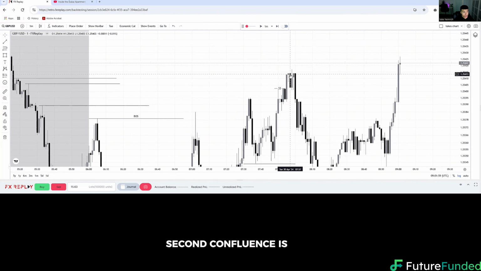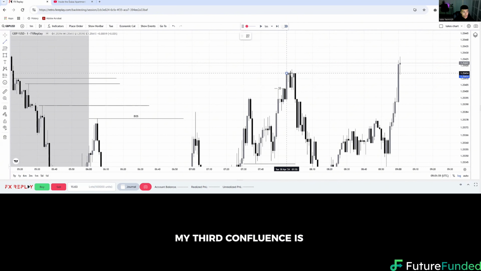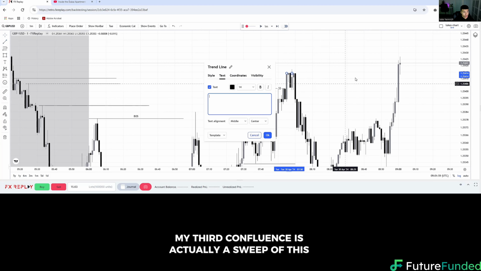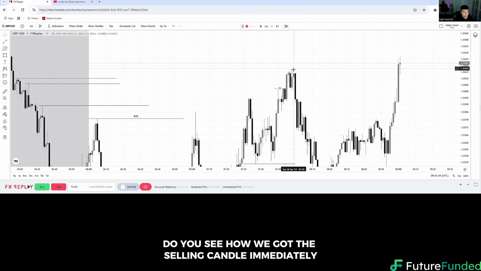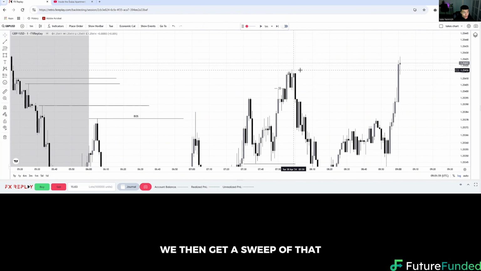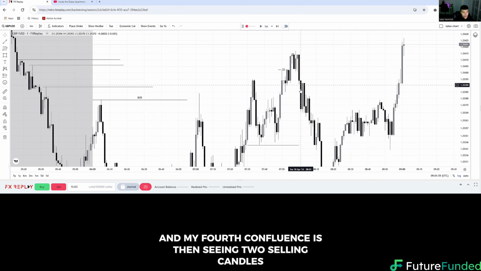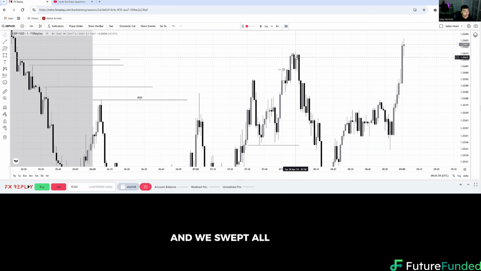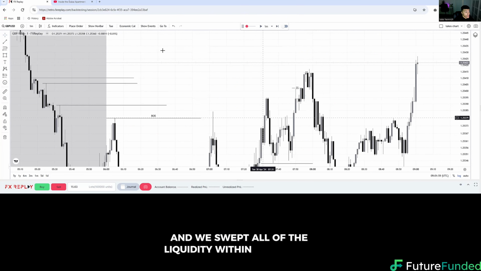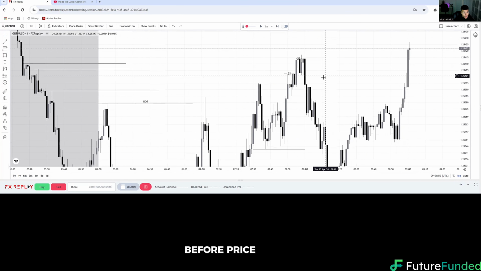So there's my first confluence. Second confluence is this selling candle. My third confluence is actually a sweep of this high. Do you see how we got the selling candle? Immediately we then get a sweep of that. And then my fourth confluence is seeing two selling candles come into the market. That shows me that sellers are now taking over, and we've swept all of the liquidity within this range that we can do before price leaves.